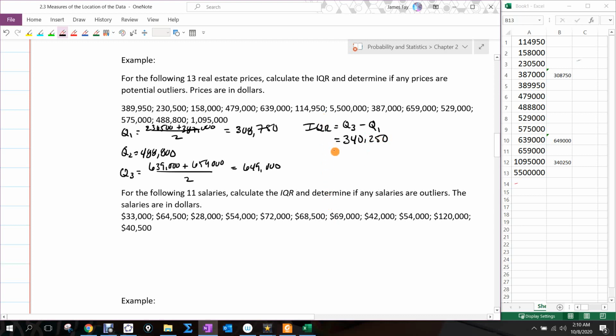Okay. So now if I want to figure out, are any of these numbers in this list an outlier? So this is how we do this. We take Q1 and we're going to subtract from it 1.5 times your IQR. See what that number is here in a moment. And then we'll take Q3 and we'll add to it 1.5 times IQR.